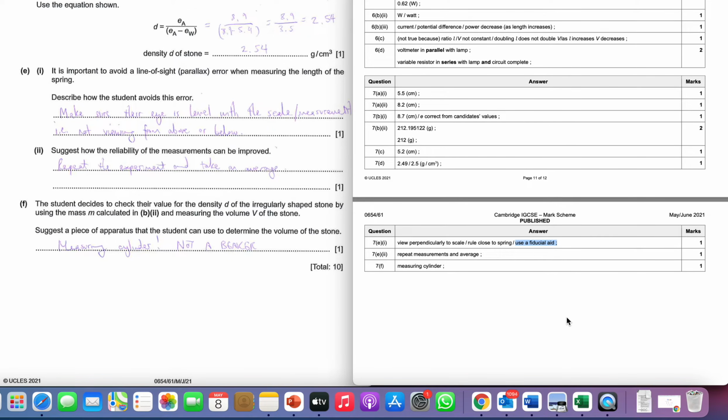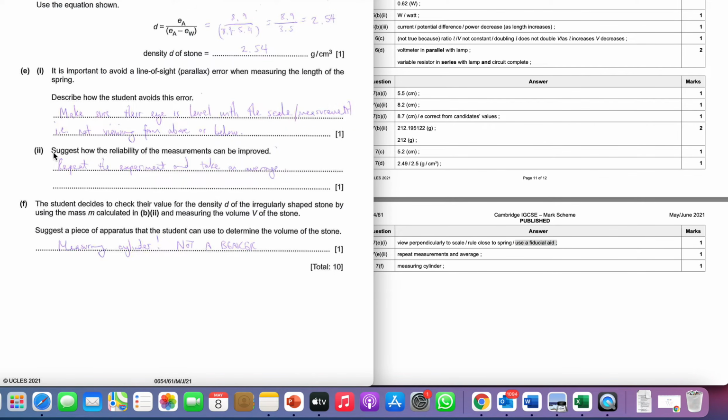Now, some of you may not know what a fiducial aid is. What this is essentially is a stick, a pointer, something attached to the bottom of the spring, which will stick out and allow us to see the reading more clearly. You can always tell if students have been reading mark schemes because they like to chuck out fiducial aids. I reckon I could ask many of my colleagues and they wouldn't know what it is. It's something which is going to allow you to see things a little bit more clearly, like a pointer.